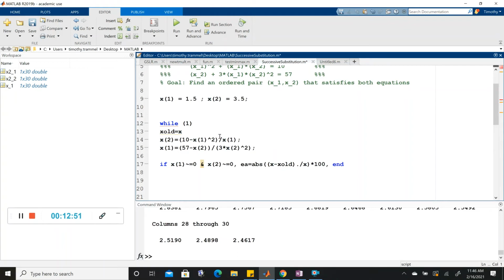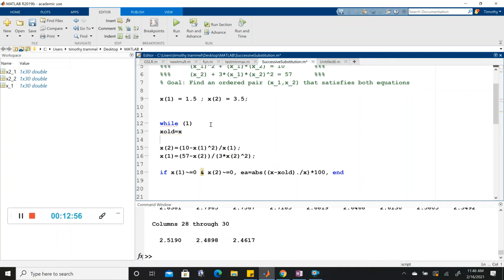And let's think about some other potential things that could pop up that might be problematic. Another problematic issue would be if x of 1 or x of 2 is 0, that's going to be a problem with the way that we solved for our equation. So if x of 1 is equal to 0 or x of 2 is equal to 0, let's display an error because we're not going to be able to make these calculations.